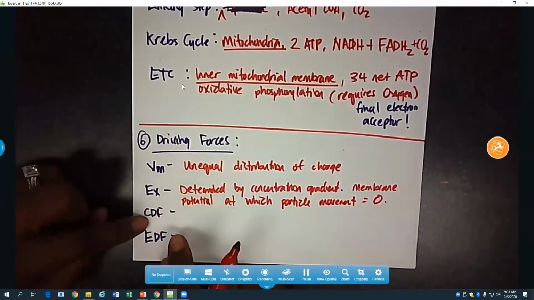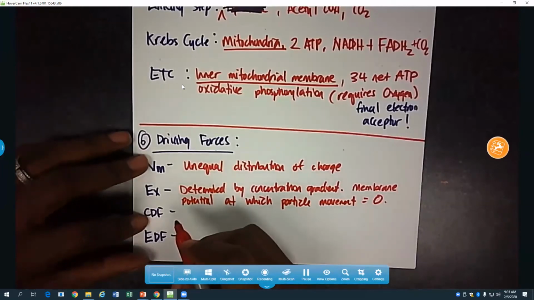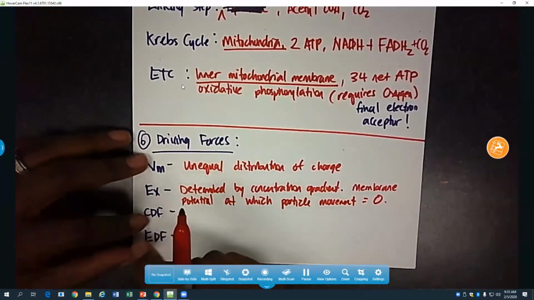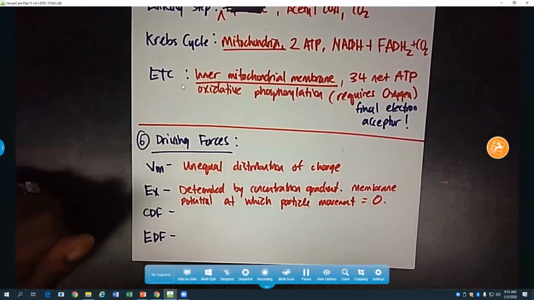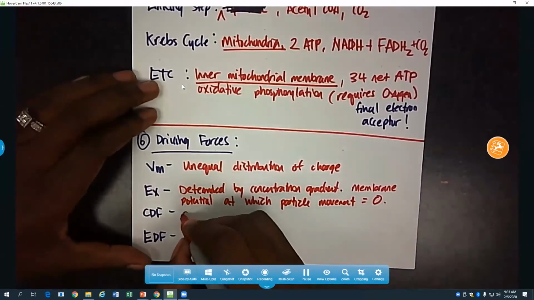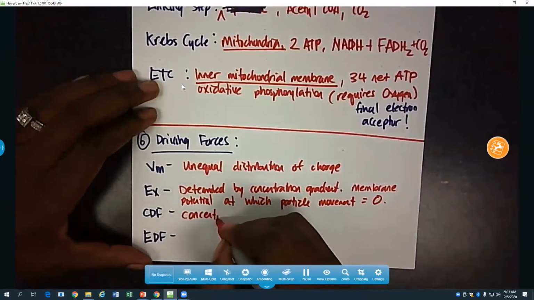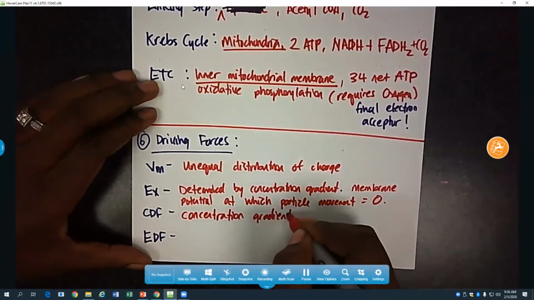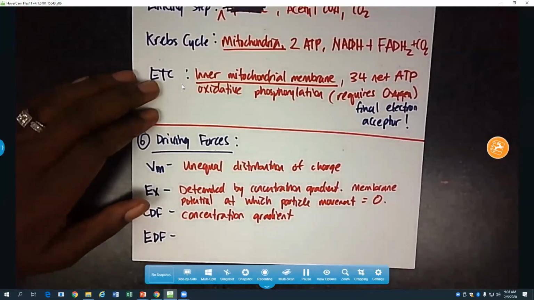We also spoke about the chemical driving force, which is based on what? Well, what determines the chemical driving force? Not the charge, this is chemical. So what determines this? The concentration gradient, right? So that high to low concentration is what determined the chemical driving force.